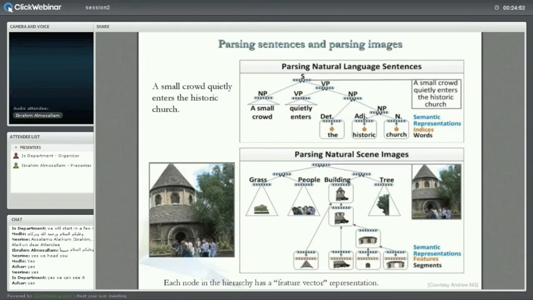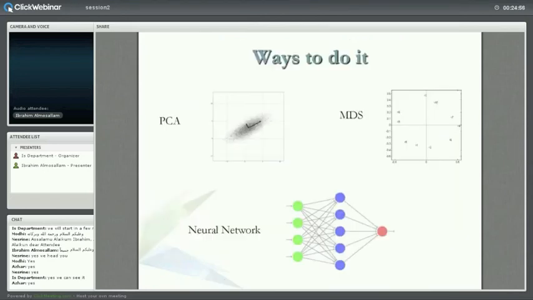What is feature extraction? And on how to do it, there are multiple ways. I've previously given a tutorial on PCA, I think, in KSU and MDS. You can also use neural networks to do that. There are multiple techniques to achieve basically the same thing.